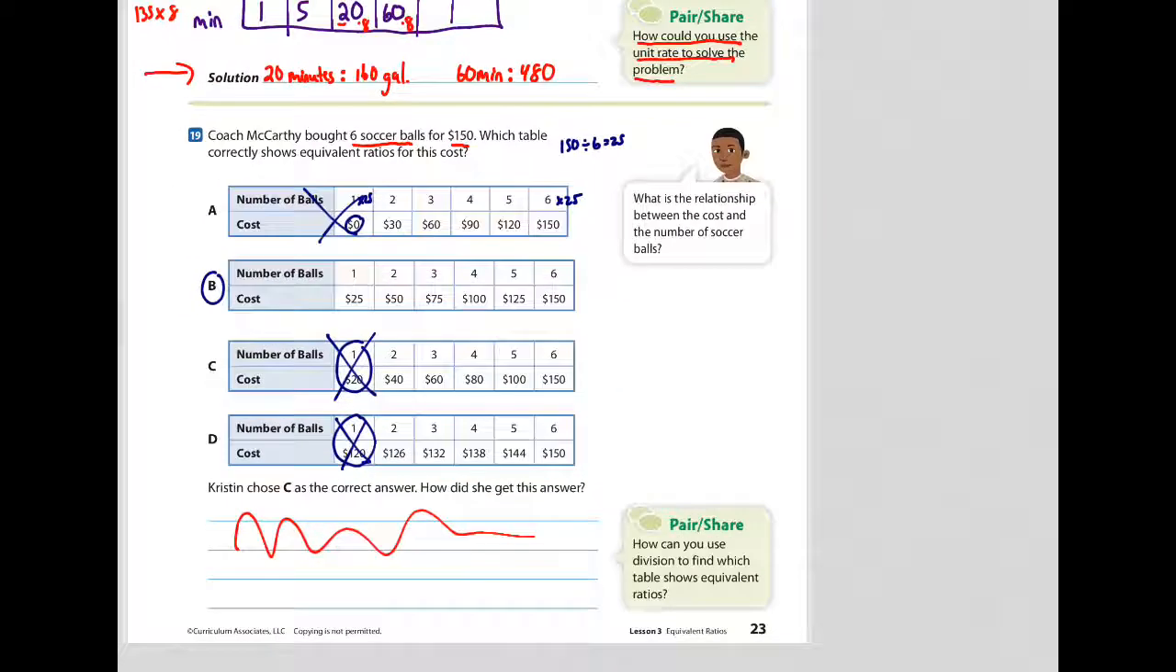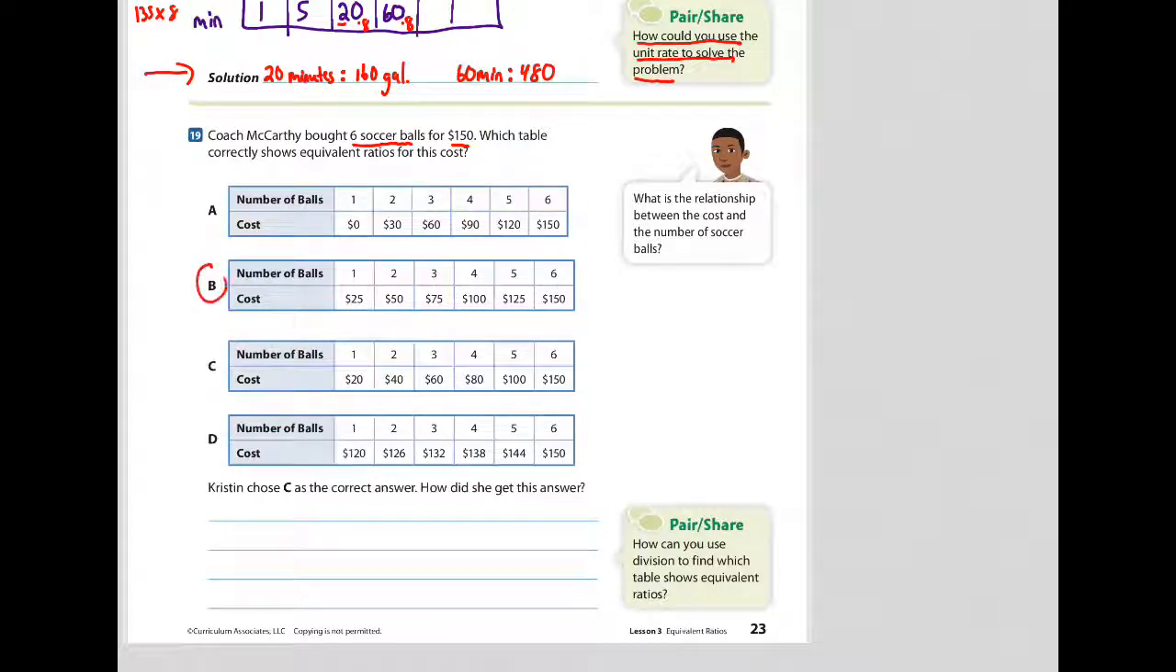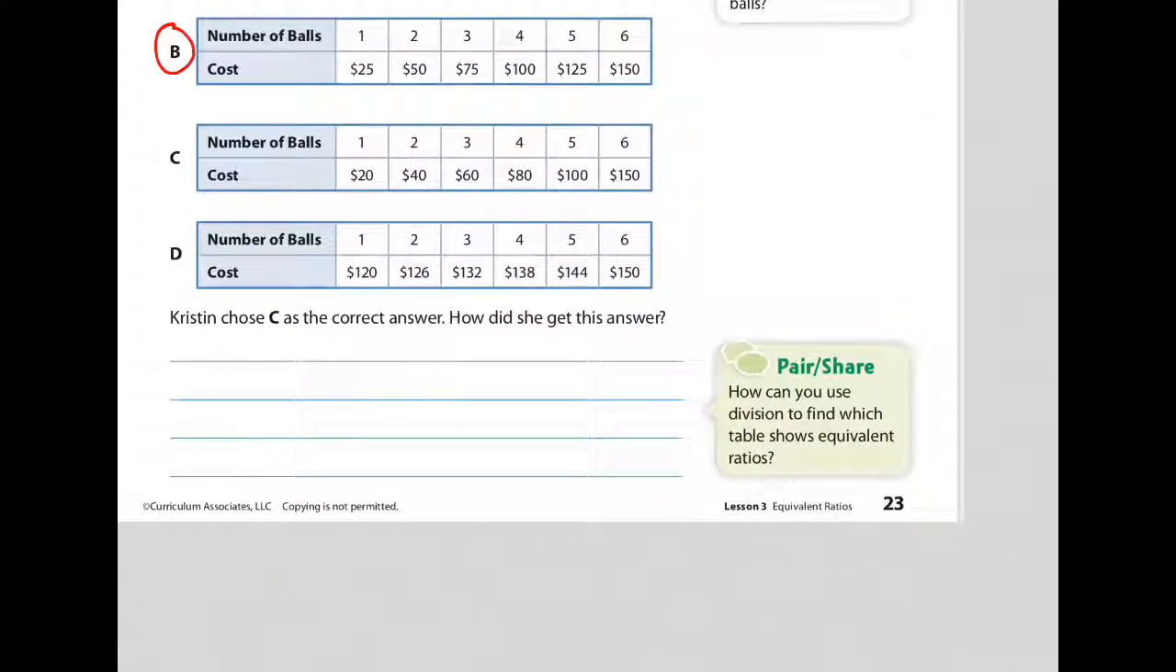All right, so now, here is the last thing you are going to do. Let me erase this mess. So we know the answer is B, right? Okay. Now, it says, Kristen chose C as the correct answer. How did she get this answer? Now, we're going to use these lines. So for this question, we're going to split these lines in half. So this question is going to be on the left. Now the pair share, which we'll do in a second, we'll answer that on the right.